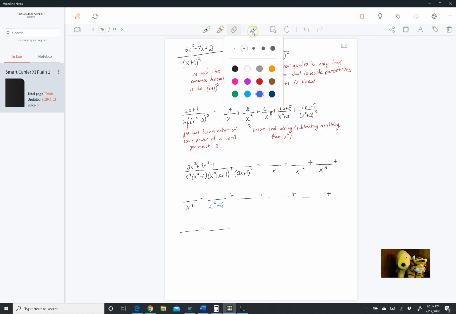Then we're going to do all of the ones associated with x squared plus x plus 1. Well, we have 3 of those, because we have x squared plus x plus 1 to the 1st, x squared plus x plus 1 to the 2nd, and x squared plus x plus 1 to the 3rd. Okay, and finally the last one, the 2x plus 1 squared. Well, we have a 2x plus 1 to the 1st, and then we have a 2x plus 1 squared.